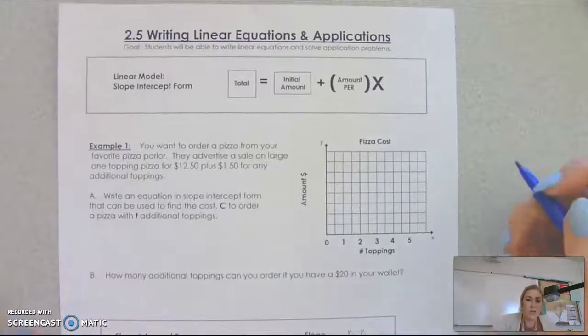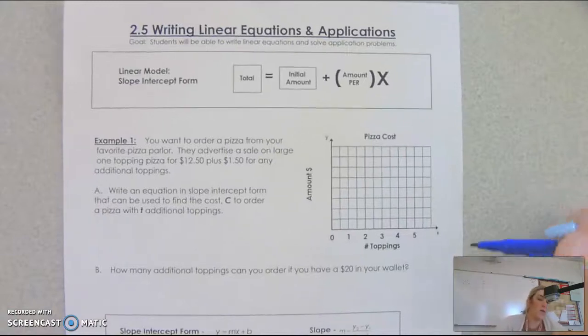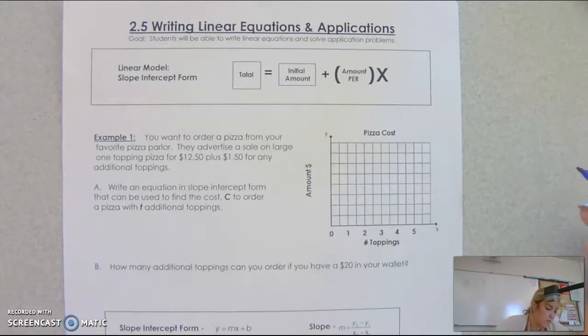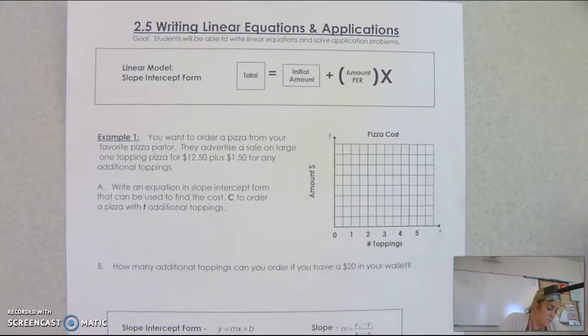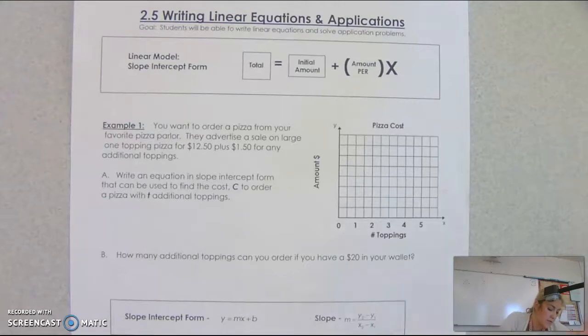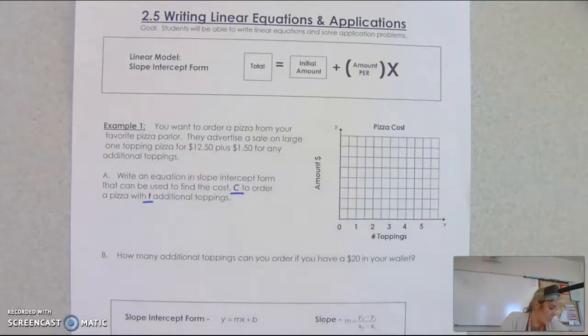Hi guys, so we're doing 2.5 and I'm just going to do example 1 with you because this is a new example. So if you look at example 1, it says you want to order a pizza from your favorite pizza parlor. They advertise a sale on large one-topping pizzas for $12.50 plus $1.50 for any additional toppings. A says write an equation in slope-intercept form that can be used to find the cost C to order a pizza with T additional toppings.